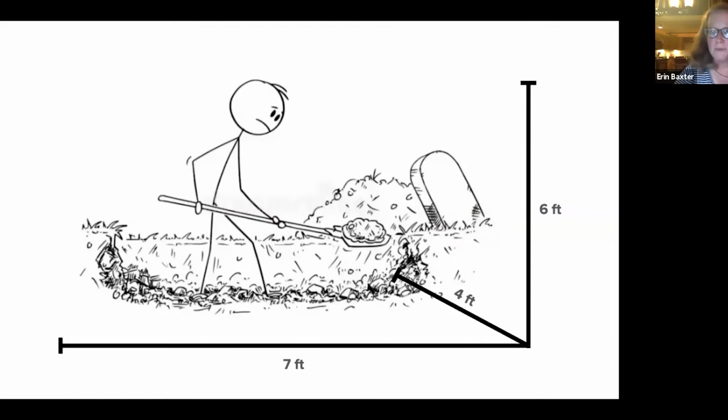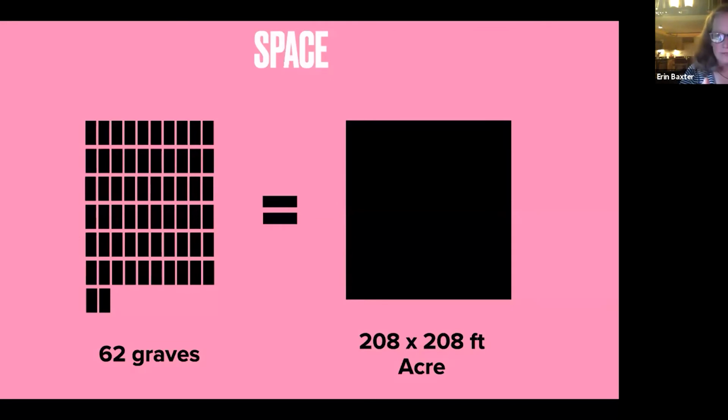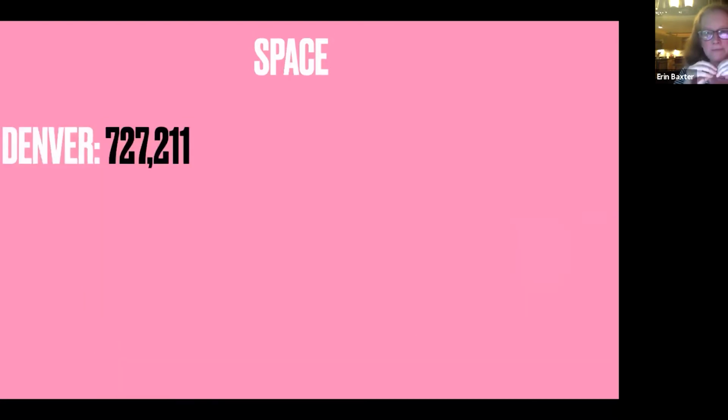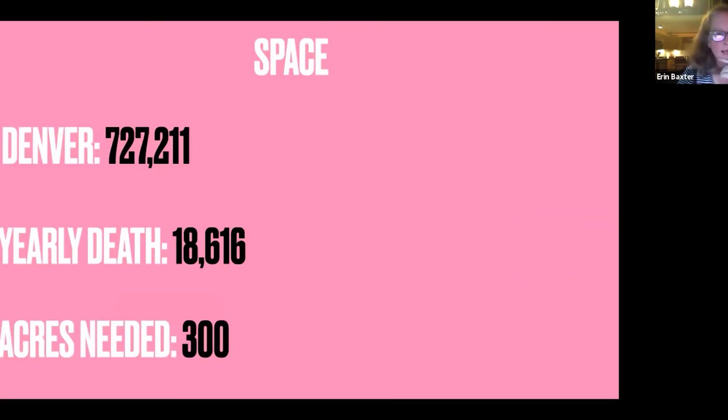That's a fair bit of land, and we can do the math on this. We know that 62 graves, 62 people, equals about 208 feet squared, or basically an acre in English measurements. That's about a football field, give or take. So to give you an idea of what that is, here's the population of Denver. I think I checked this a few weeks ago. 727,211 in Metro Denver. Yearly death, give or take, is 18,000 people who will pass away in our city. And the acres needed is about 300.